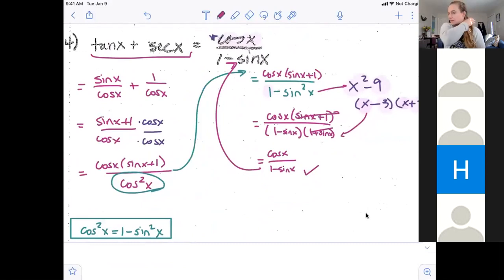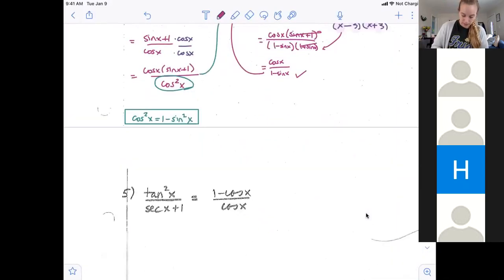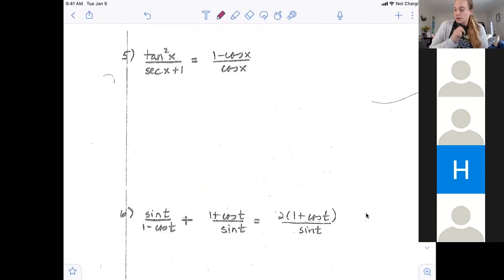Again, I could have gone the other side, but for sake of time, I'm just going to show you going from the left to the right. Anybody have any questions? Okay, we got 2 more I want to get to. Everyone buckle up. All right, number 5. Again, you can start on the left or the right.